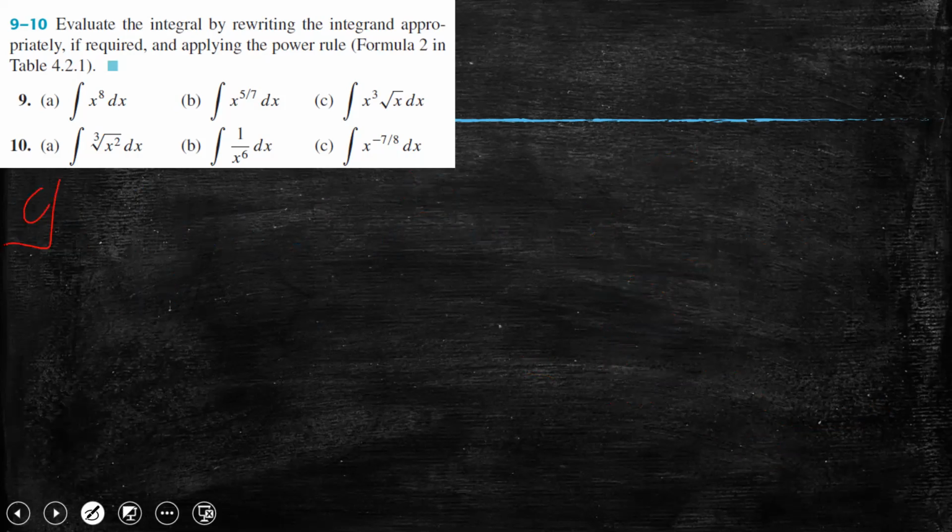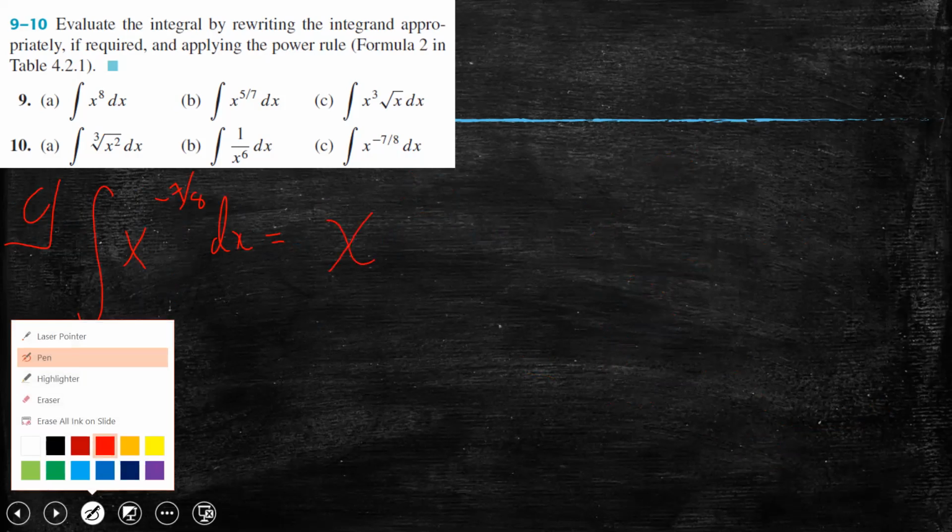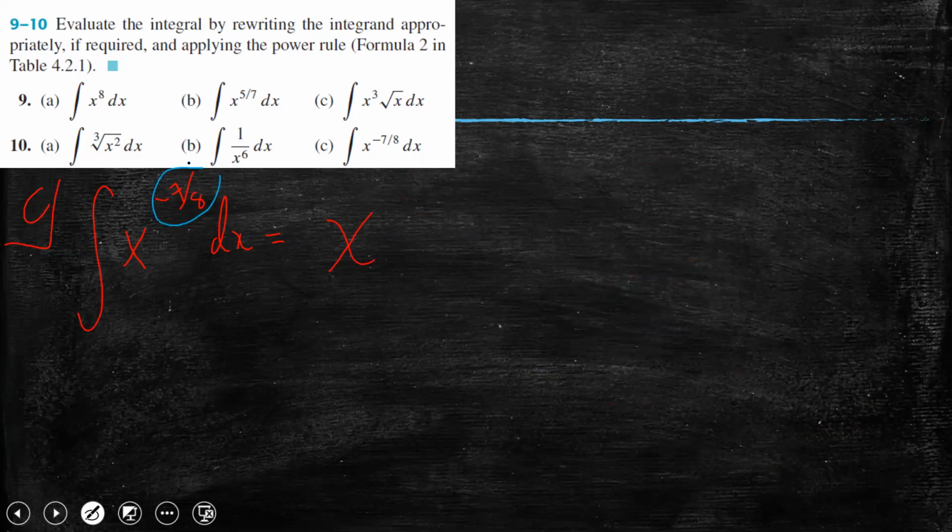For c here now, integration of x to the power negative 7 over 8 dx. Here, I will say x. Now, where's my exponent? It is negative 7 over 8. So I will take this exponent. I will add 1 to it.